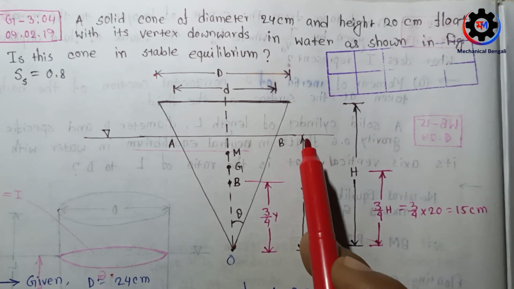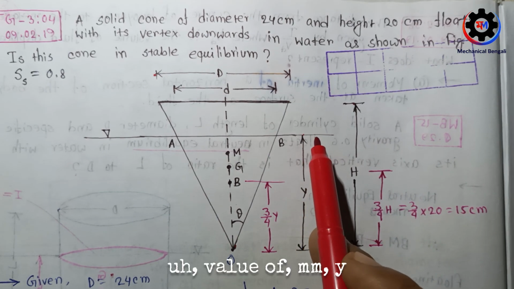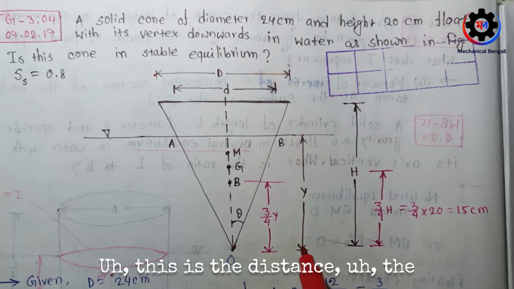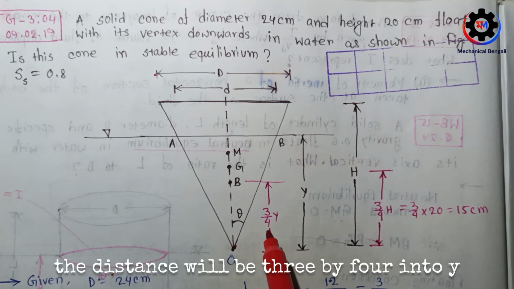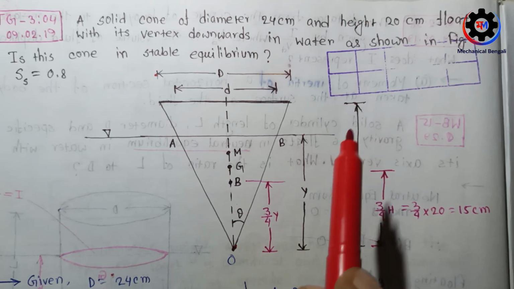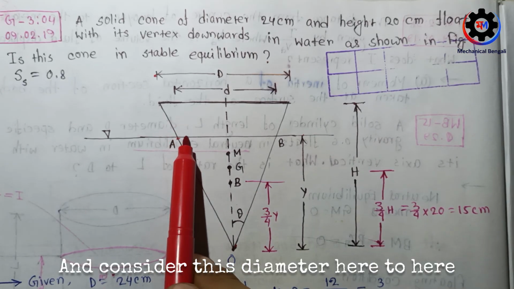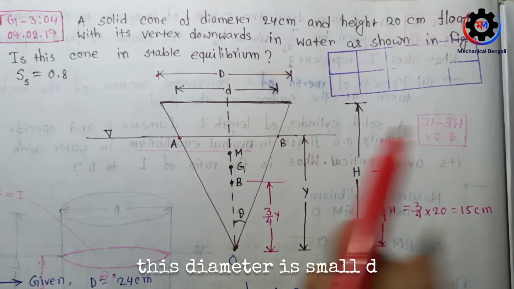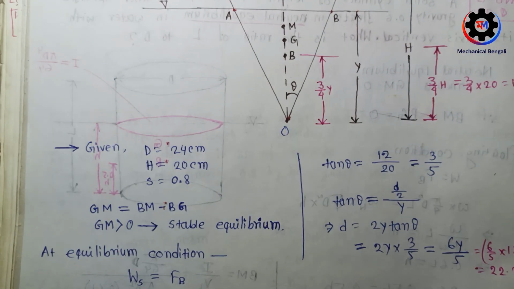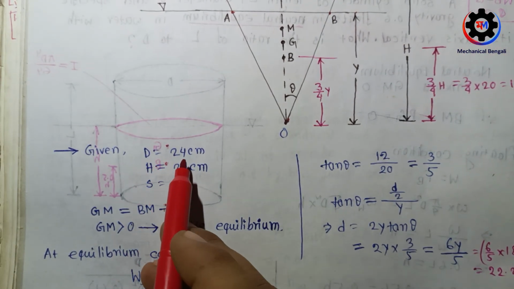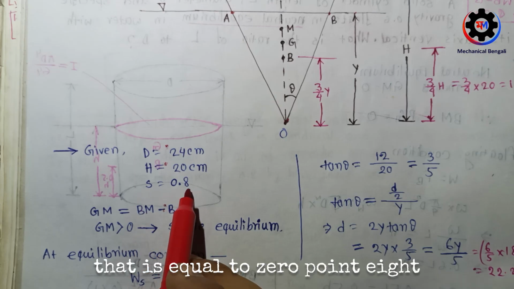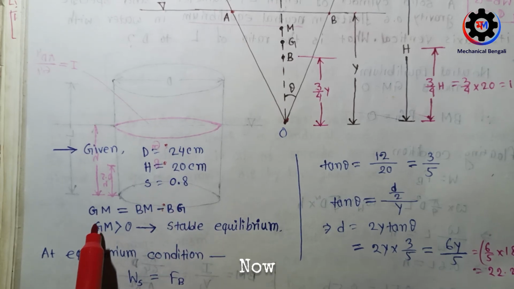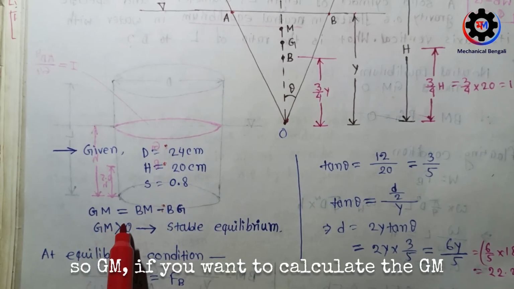From the free surface to O, consider the height as y. So from here to here the distance will be 3 by 4 into y, and consider the diameter here, small d. Now what is given in this question? The diameter capital D is 24 centimeter, height is 20 centimeter, and S is equal to 0.8.